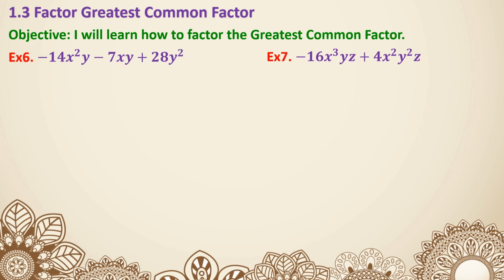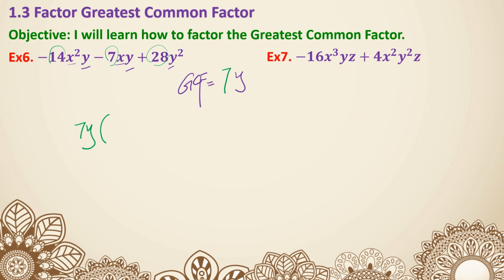Example 6. Same thing. Let's look at the GCF. Variables. The first one has x squared. Second one has an x. Third one does not even have an x. So we can't take out any x's. Y, y, and y squared. So at least they have a y. Now the numbers. 14, 7, and 28. That means they share a 7. So let's take out the 7y.